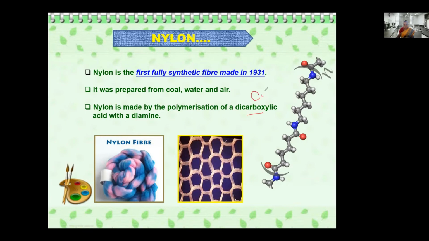Dicarboxylic acid means the formula will have COOH twice. Okay, this you will be learning in higher classes, maybe in 10th standard and 12th standard too. Amine means the compound will have the NH2 group. If it is twice, it is called diamine, NH2.